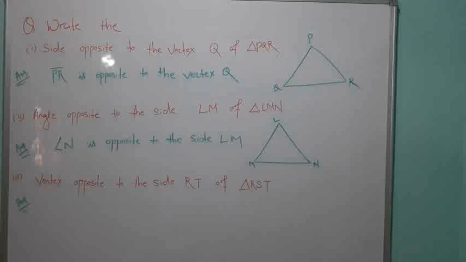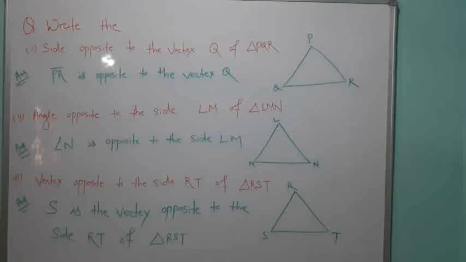And the third one is, write the vertex opposite to the side RT of triangle RST. Here also we have to draw a triangle whose name is triangle RST. So here S is the vertex opposite to the side RT of triangle RST.